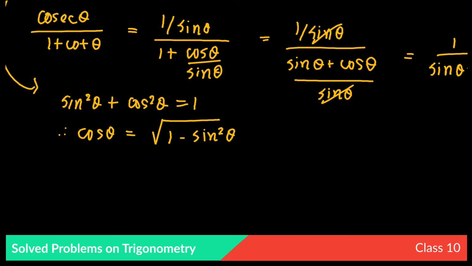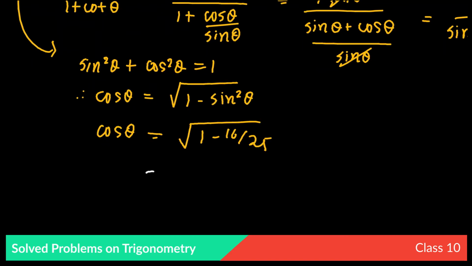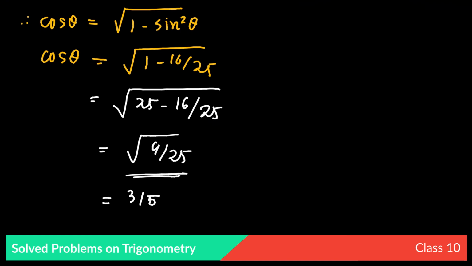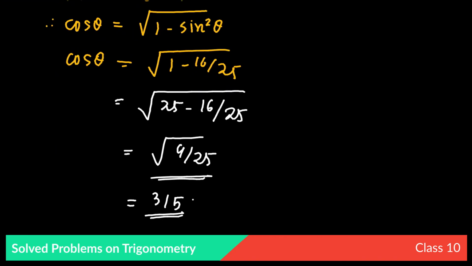Now we can write that cos theta equals root over 1 minus 16 by 25. So it is 25 minus 16 over 25, which is 9 by 25. So it is 3 by 5. In class 10, we are only concerned with the first quadrant, so all the values of the trigonometric ratios we will take as positive, not negative, since it is concerned only with the first quadrant. So we have got cos theta equals 3 by 5.